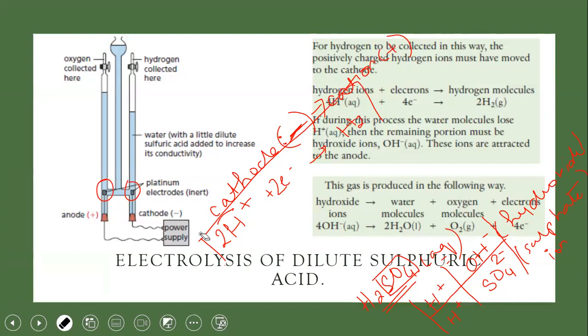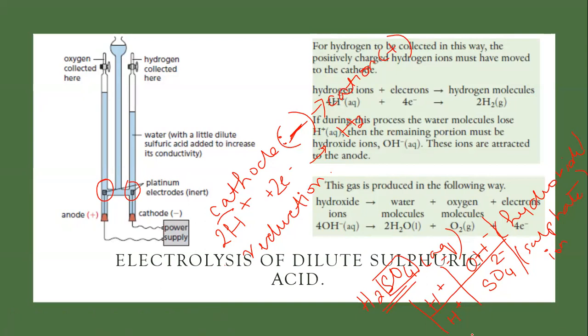Do you remember what it's called? This is the equation, the process. What is it called? The process is called reduction. Remember, reduction was the gain of electrons. So what's going to happen is that the hydrogen ion is going to go to the cathode. Over there, the hydrogen ion will undergo reduction. It will gain electrons and it will turn into hydrogen gas.